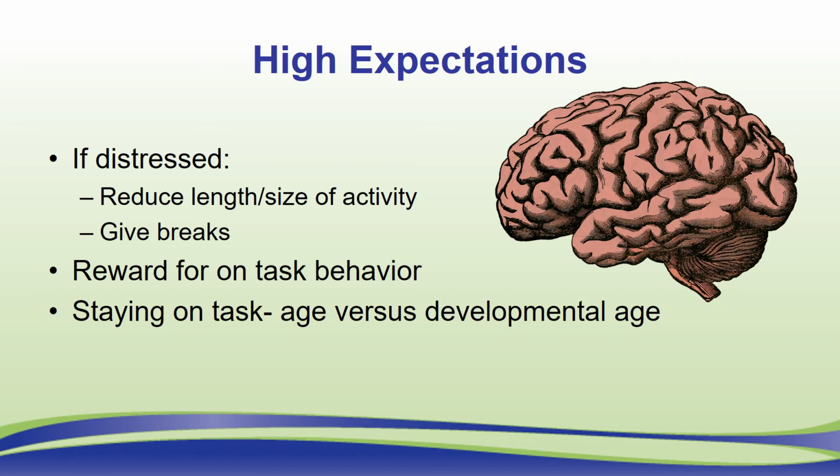Keep expectations high, but if a child becomes distressed or distracted, it may be necessary to reduce the length or size of a task. You can use a brain break activity to help the child self-regulate. Breaks can be fun and silly, or just simply some quiet time to relax. And be sure to give lots of positive feedback for paying attention and staying on track.